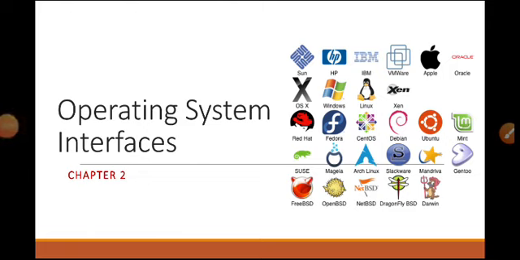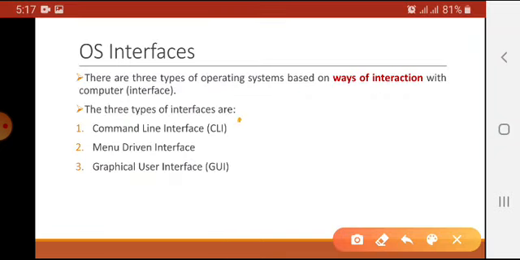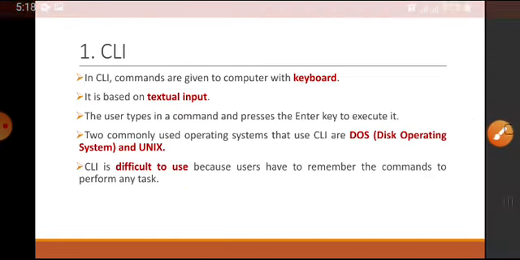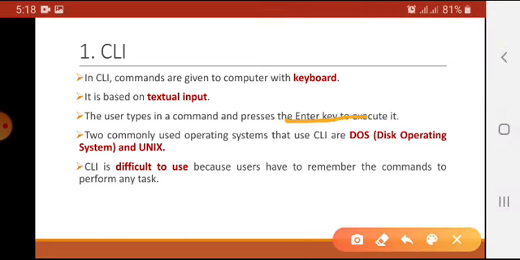Okay students, let's revise operating system interfaces CLI and menu driven and study about GUI. We have discussed that there are three types of interfaces: command line interface, menu driven interface and graphical user interface. We have covered the first two of them, and today we are going to discuss the third type, which is graphical user interface. In CLI, we discussed that it is a textual based input, and we have to memorize and type the commands, and to execute those commands we have to press the enter key.